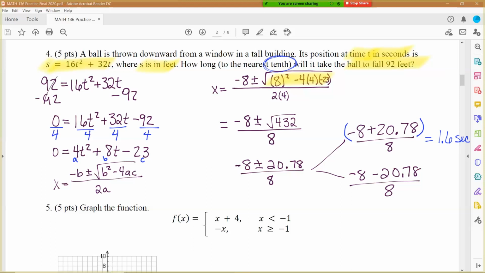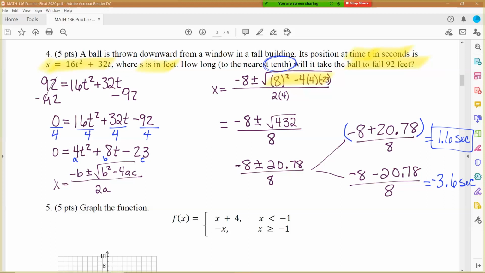And then just to double check that the ball's not at 92 feet more than once, we're going to do the second one. Take -2 minus 20.78. Either put that in parentheses or hit equals and then divide it by 8. You get -3.6 seconds. Again, we never measure time as a negative.